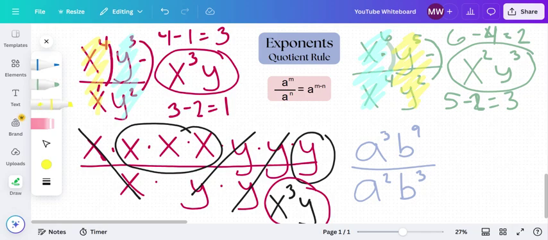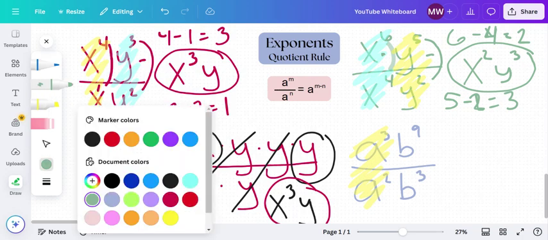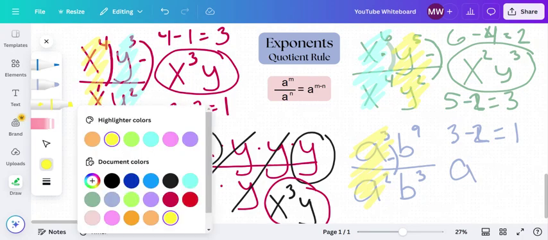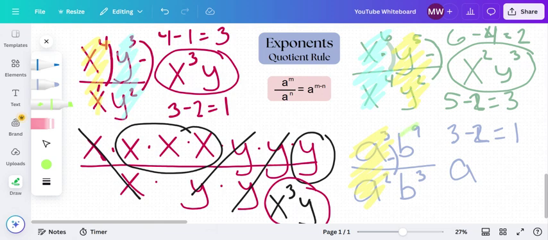For our last example, a to the third, b to the ninth, over a to the second, b to the third. First part I'm going to look at are my a's. My quotient rule tells me I should subtract my exponents. So 3 minus 2 gets me 1. I know I don't need to write 1 as my exponent, so I'm just going to leave a as it is. Now I'll worry about the second part of my equation here, the b's.